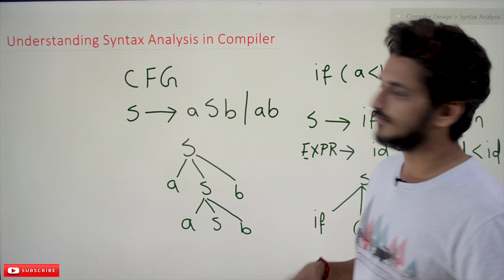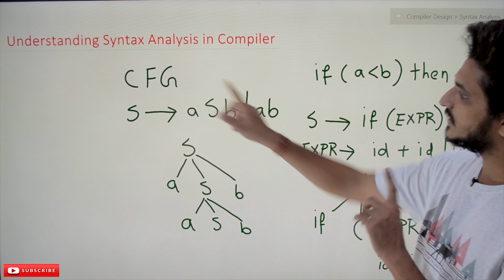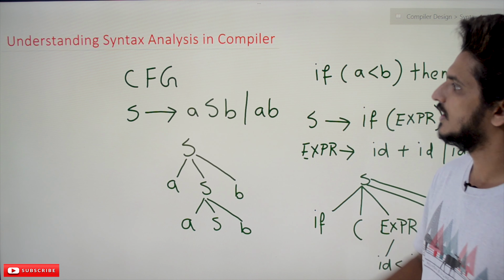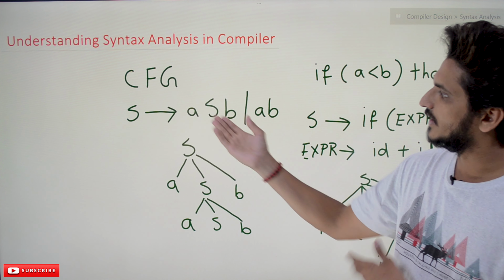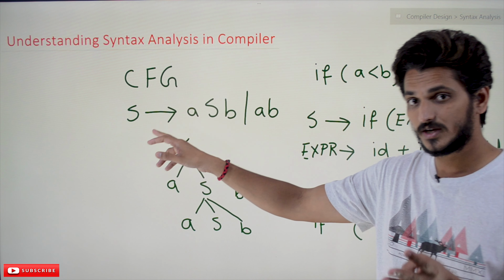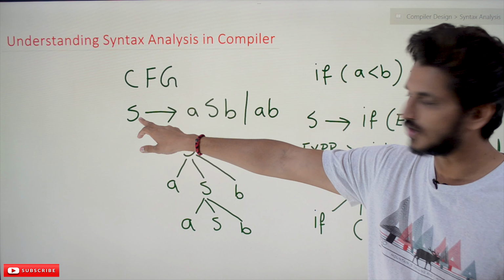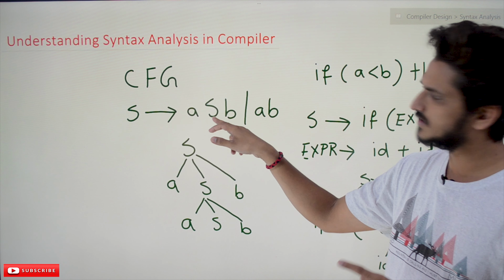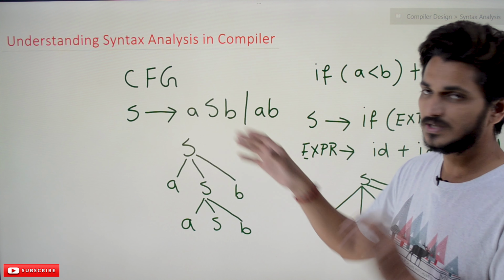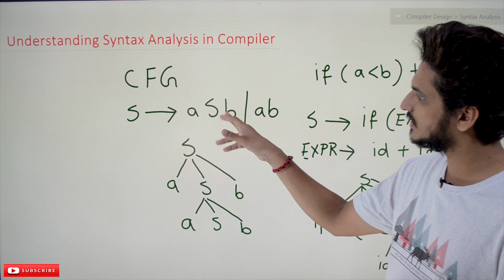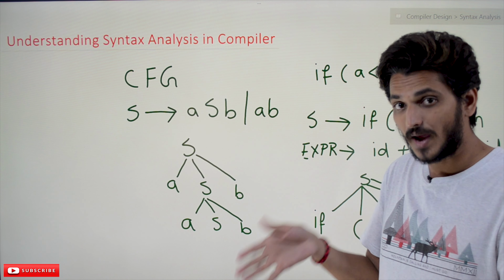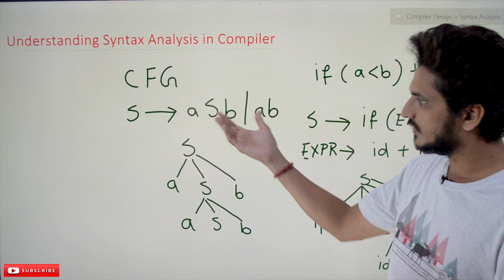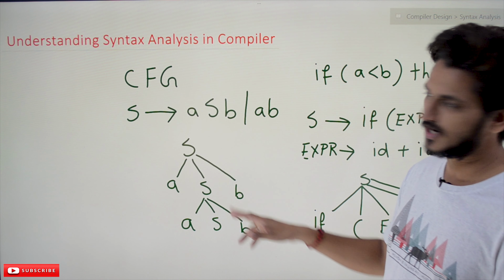Coming to today's class, first we will refresh the concepts of context-free grammar, then we go into the concept of syntax analysis phase. Context-free grammars are written like this. We have non-terminals and we have terminals. S is a non-terminal, S tends to A S B. Capital letters are non-terminals, small letters are terminals. Terminals mean the end of the productions, non-terminals mean we can expand them. So A S B or A B, this is what the production S is. This can be expanded like this.